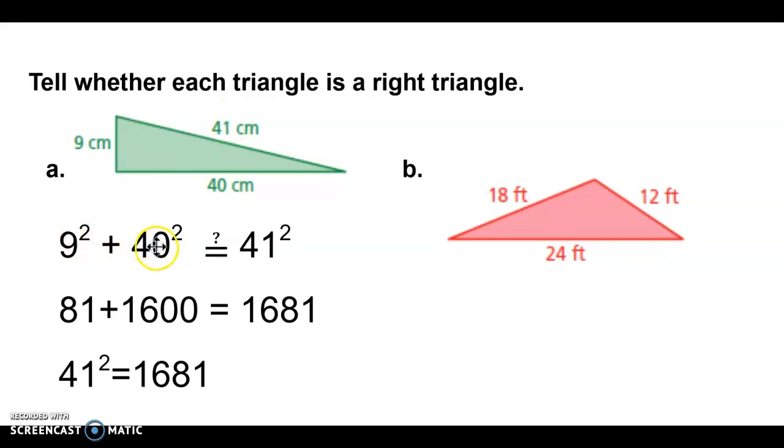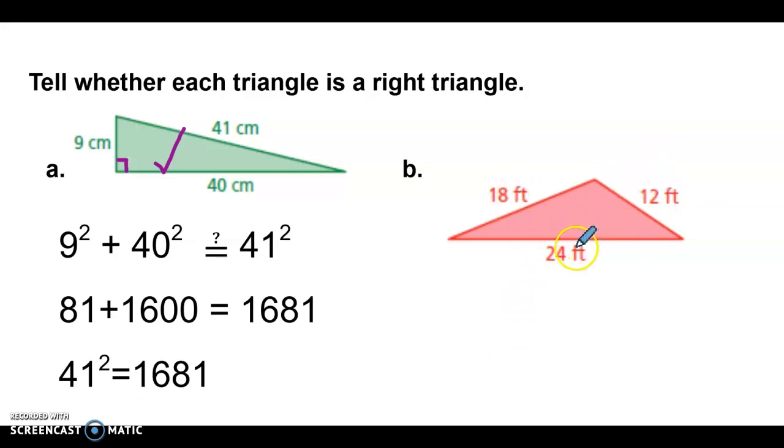So 9 squared plus 40 squared, does that equal 41 squared? And you see I have this equal sign with a question mark. Are they equal? I don't know. That's what I'm checking for. So 9 squared is 81, 40 squared is 1600. If I add them, I get 1681. As it turns out, 41 squared is 1681. So yes, this is a right triangle. So I can just say, yes, that is a right triangle. I could even just draw the little right triangle symbol in. But what about over on this other one?